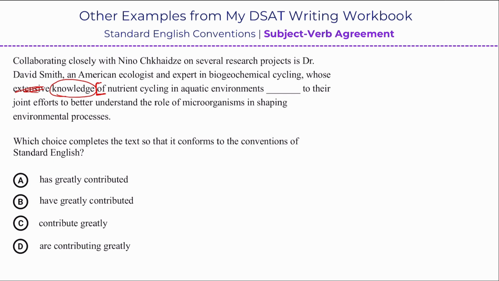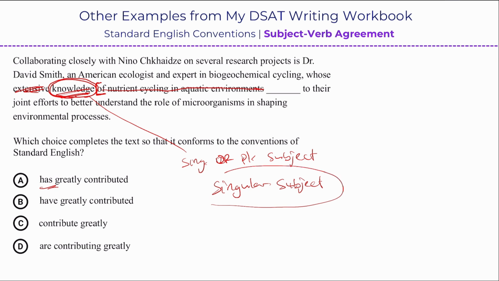So then you ask yourself, what has greatly contributed? You would say, oh, the knowledge has. And so you ask yourself, is knowledge a singular or a plural subject? You would say knowledge is a singular subject, because it just refers to one thing, like one concept. Because it's singular, you know that answer choice A is the only answer that works, because have, contribute, and are all plural verbs. So you can cross those out and with confidence choose answer choice A, okay?